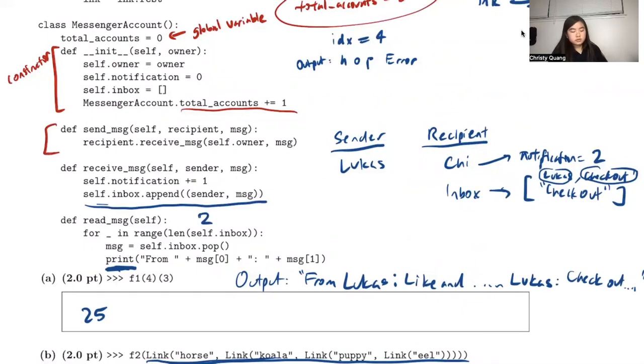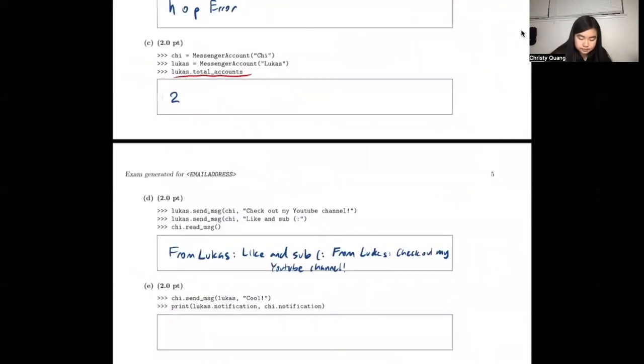And it says when the recipient receives, it calls the receive message function. The receive message function is right below here. And then basically the gist of receive message is the person who receives the message, their notification variable increases by 1, and then that message is added to their inbox. I forgot to note this while doing part D, but when Lucas sent messages to Chi, she received two messages.